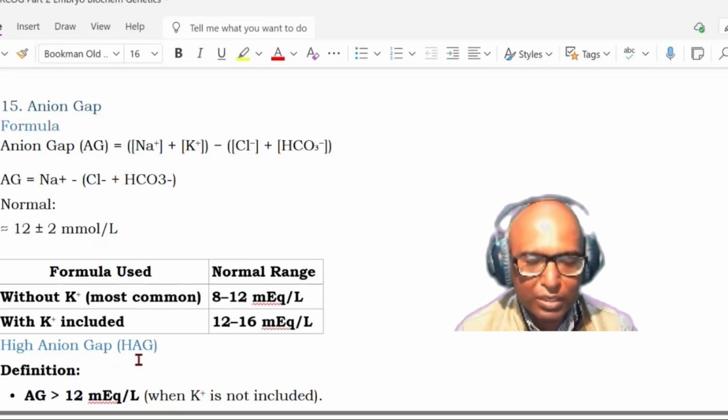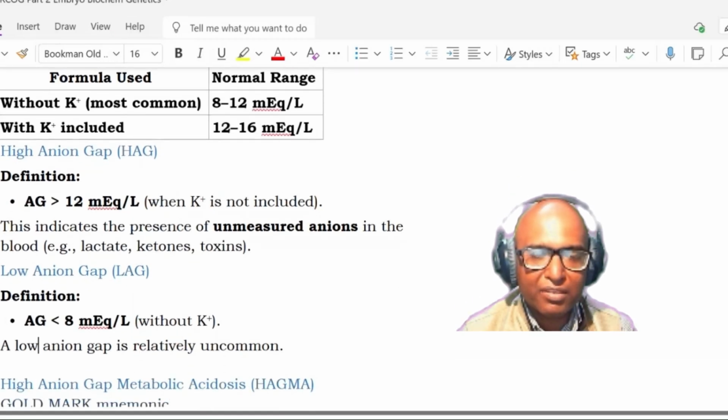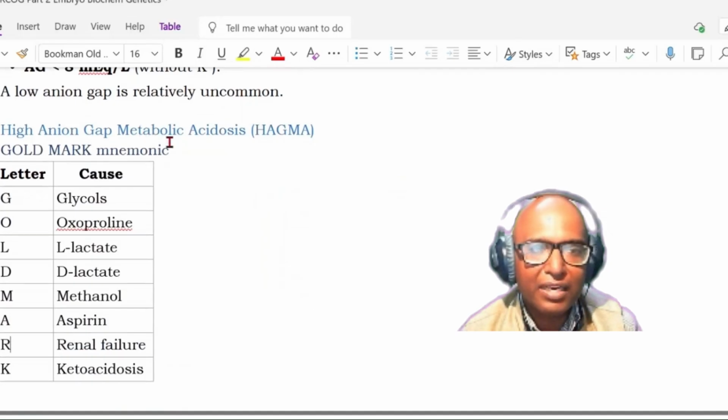Now the definitions. High anion gap is called HAG, and low anion gap is LAG. A high anion gap, more than 12 when potassium is not included, indicates the presence of unmeasured anions in the blood, that is lactate, ketones, toxins, etc. Low anion gap is when the anion gap is less than 8 milliequivalents per liter without potassium; it is relatively uncommon. High anion gap metabolic acidosis is also called HAGMA, and normal anion gap metabolic acidosis is called NAGMA.